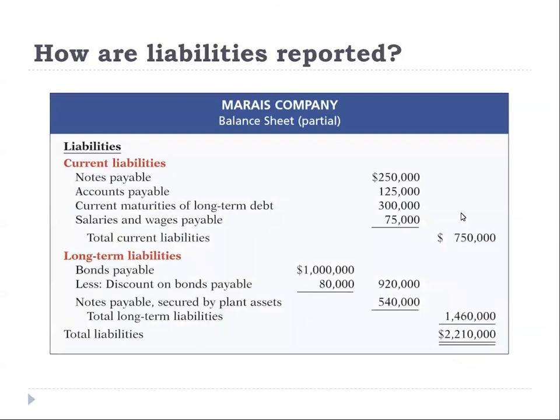And lastly, let's talk about how liabilities are reported on the balance sheet. Liabilities should be separated into current versus long-term. And then different items should be reported separately on the firm's balance sheet. So this is about all I want to cover about liabilities.